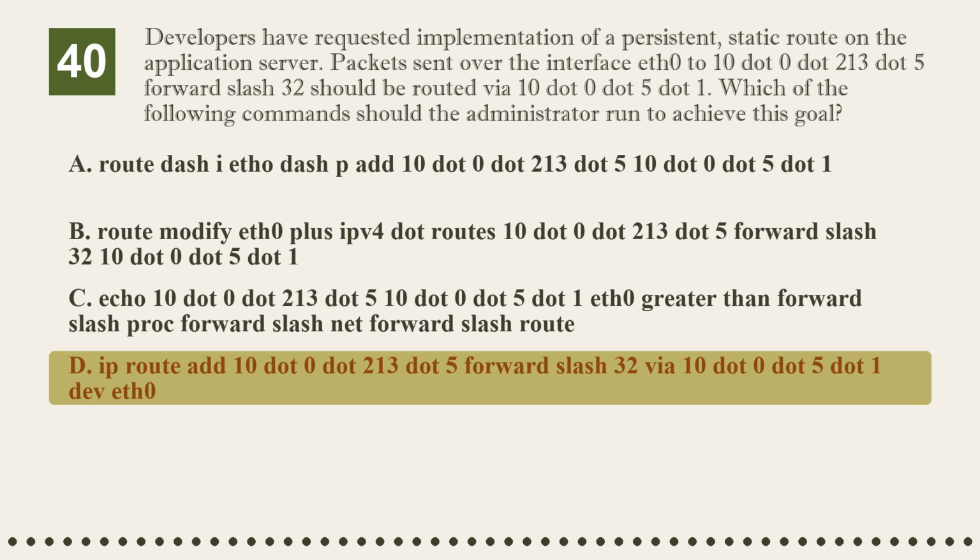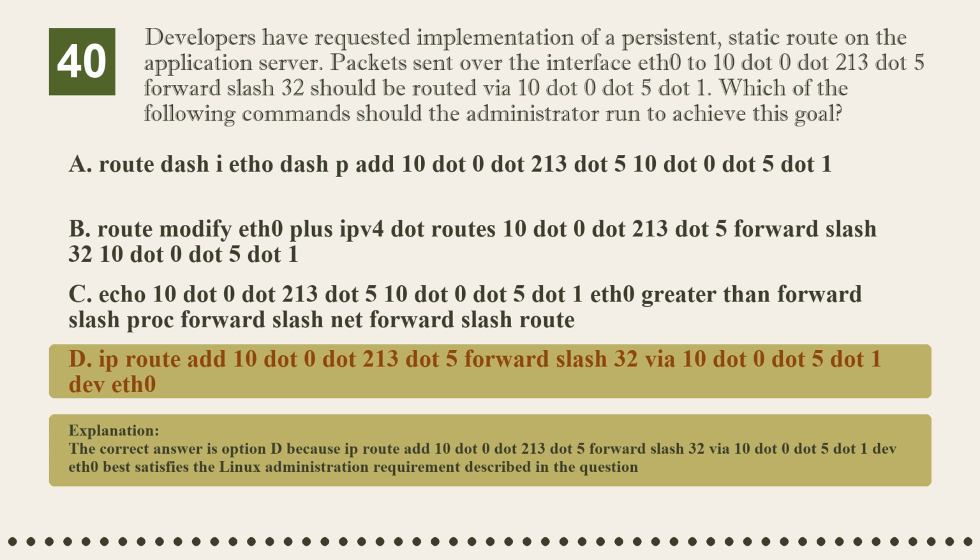The correct answer is option D, ip route add 10.0.213.5/32 via 10.0.5.1 dev eth0. The correct answer is option D because ip route add 10.0.213.5/32 via 10.0.5.1 dev eth0 best satisfies the Linux administration requirement described in the question.